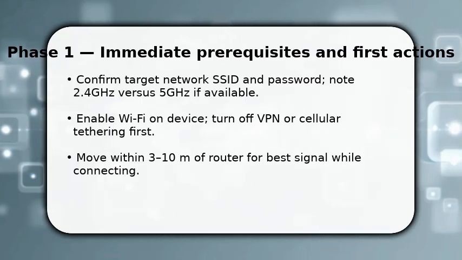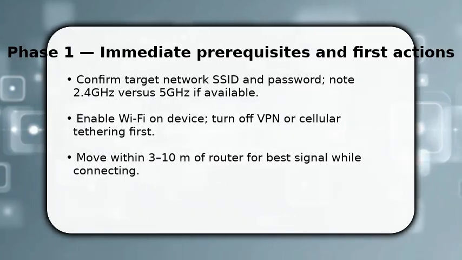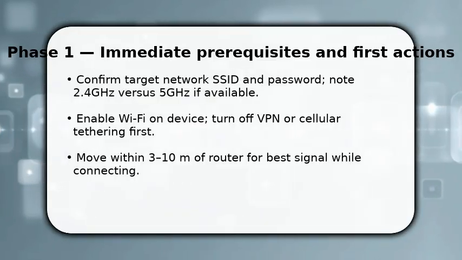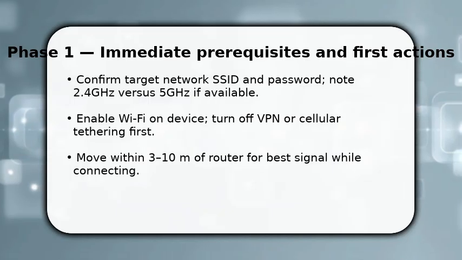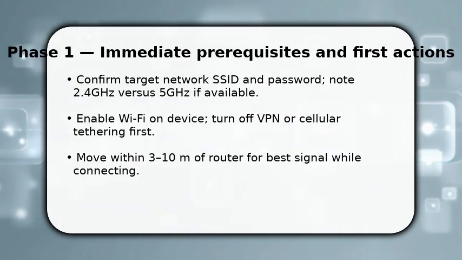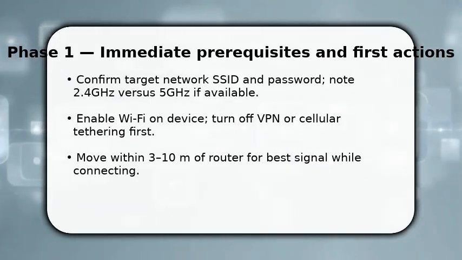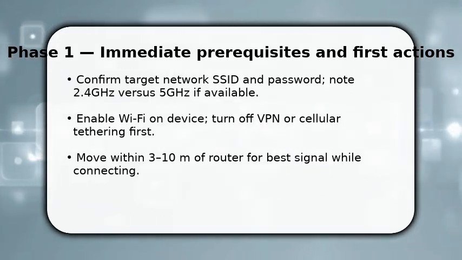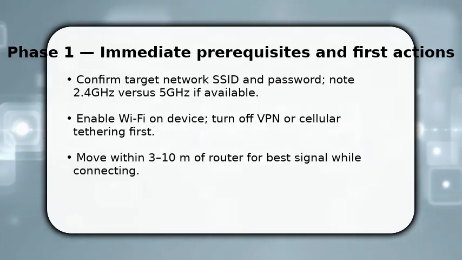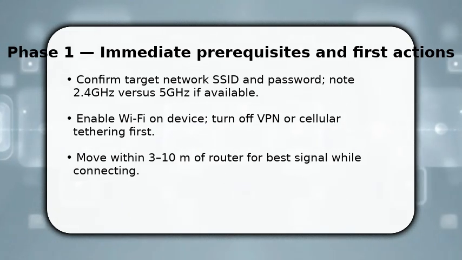You begin by confirming the other network's SSID and password because guessing wastes time. Enable Wi-Fi on your device and temporarily disable VPNs or cellular tethering. This prevents authentication conflicts. Move within close range, roughly 3 to 10 meters, to avoid intermittent failures. Once done, open your device's Wi-Fi settings, scan for networks, and pick the correct SSID. Doing these steps first reduces connection errors and speeds up the authentication process.